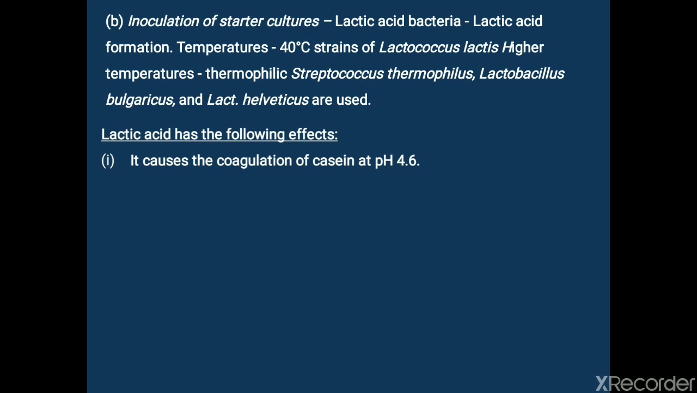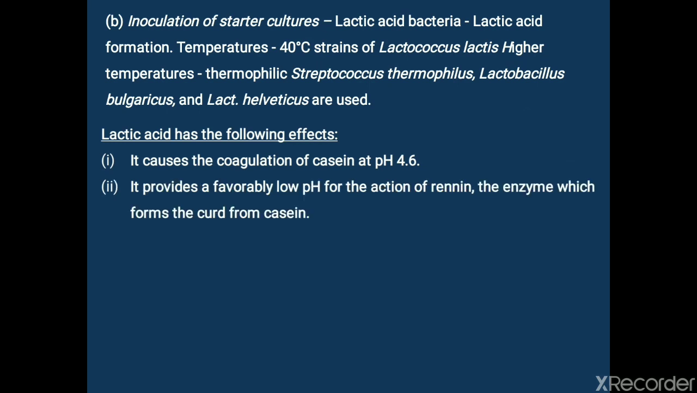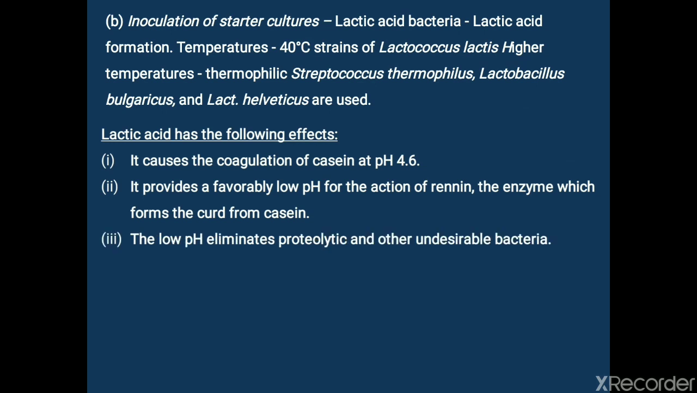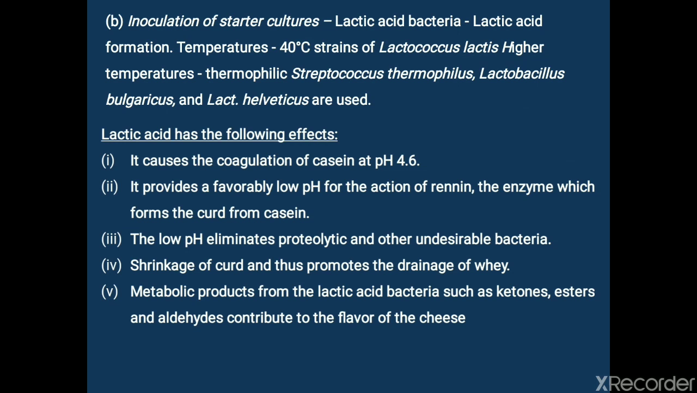First, it causes the coagulation of casein at pH 4.6 due to production of lactic acid. It provides a favorable low pH for the action of rennin, which is a proteolytic enzyme, the enzyme which forms the curd from casein. The low pH eliminates proteolytic and other undesirable bacteria. It also causes shrinkage of curd and thus promotes the drainage of whey.